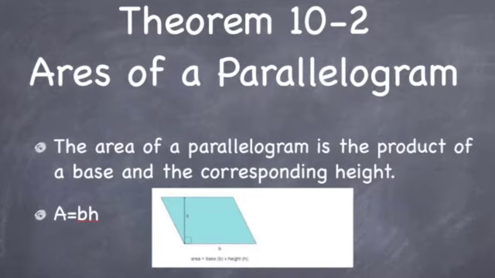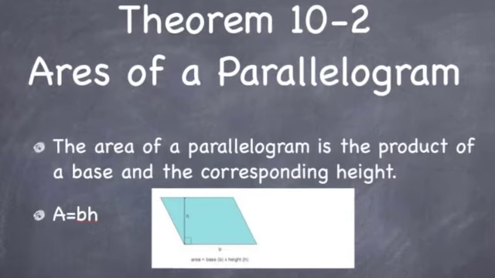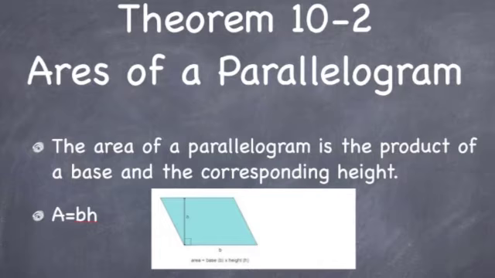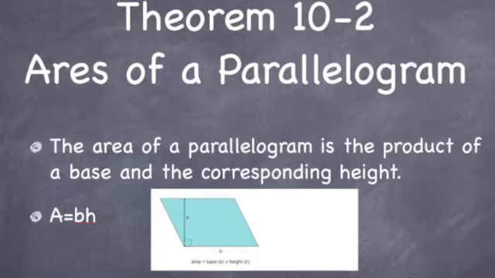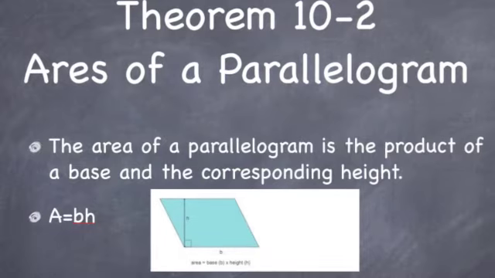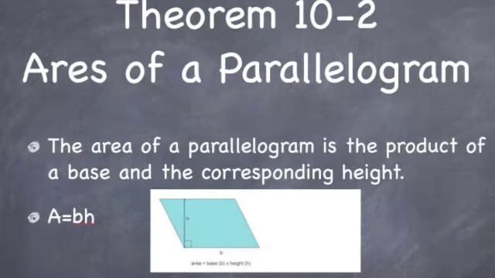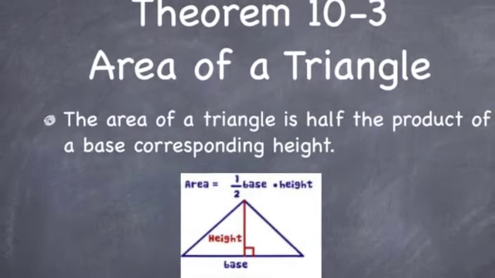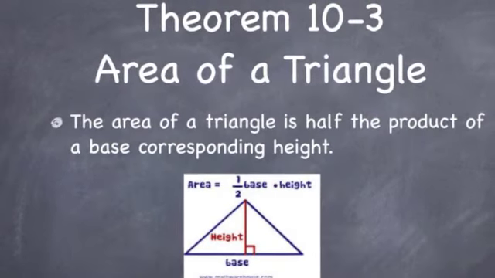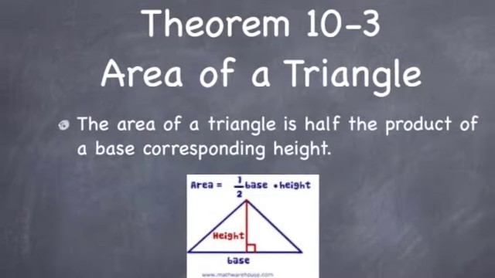A base of a parallelogram can be any one of its sides. The corresponding altitude is a segment perpendicular to the line containing that base, drawn from the side opposite the base. The height is the length of an altitude. Theorem 10.3, area of a triangle: the area of a triangle is half the product of a base and the corresponding height.